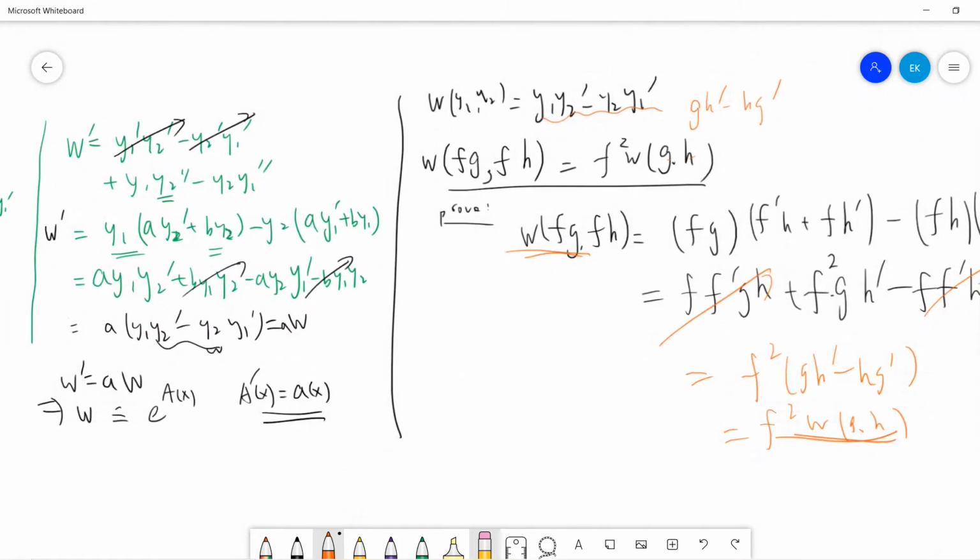I think it's enough. So this Wronskian has this formula to connect with our second ODE, and it also has some properties.